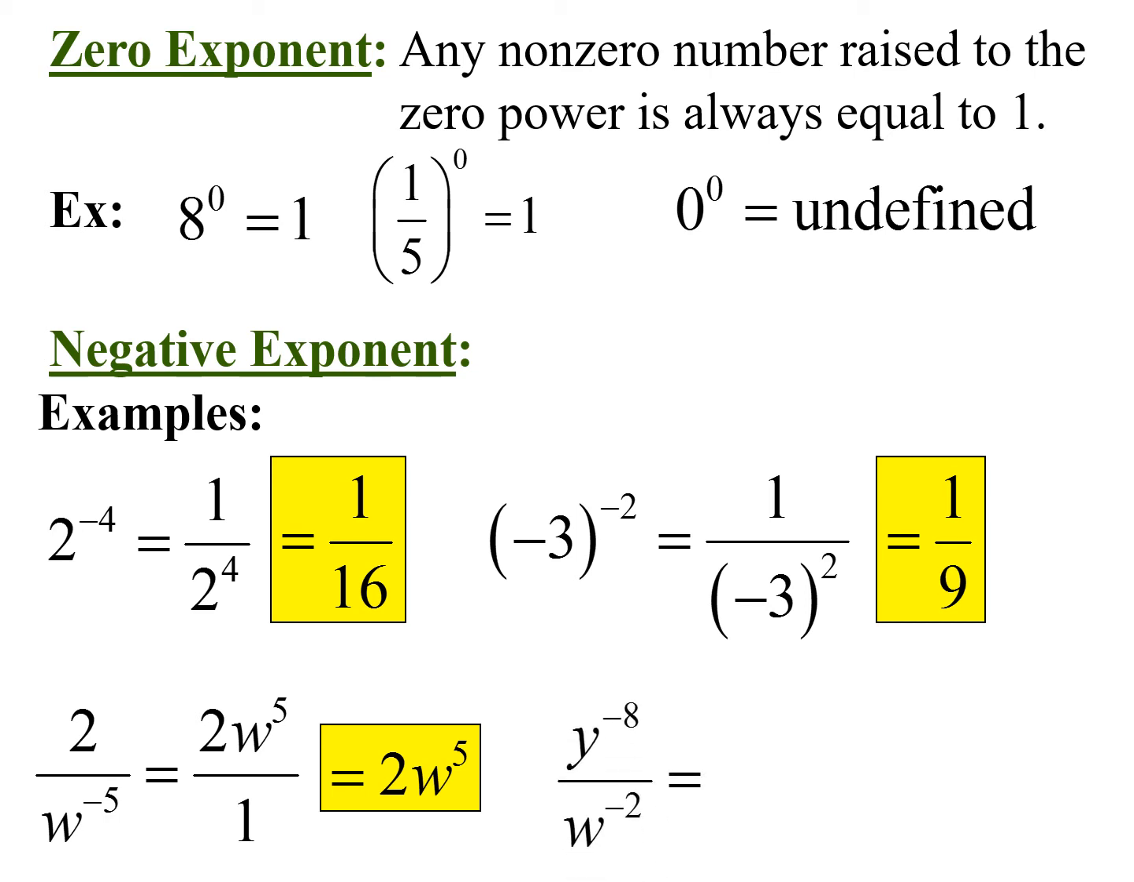Next, we see y to the negative 8th power over w to the negative 2 power. Both of these exponents are negative, so we want both of the quantities to switch levels. This becomes w to the 2nd over y to the 8th power.